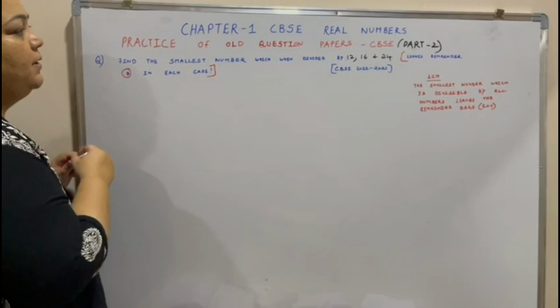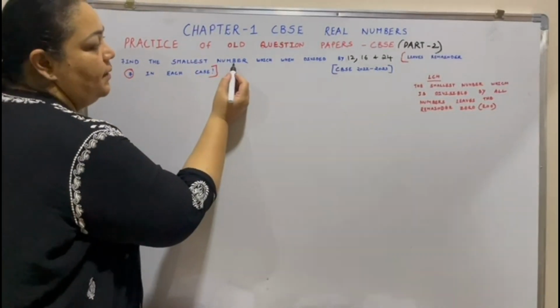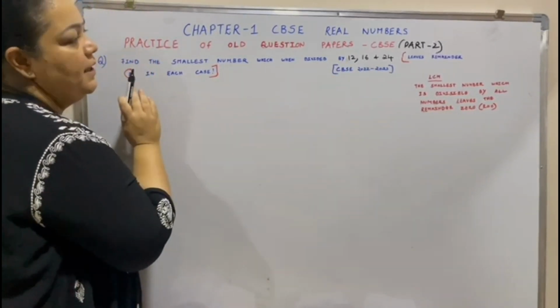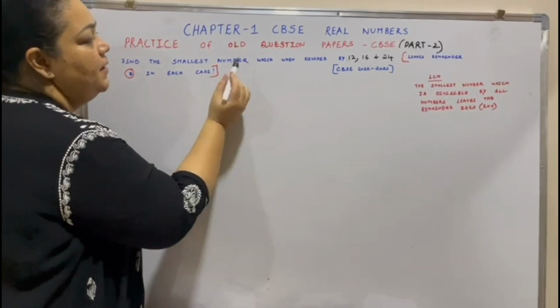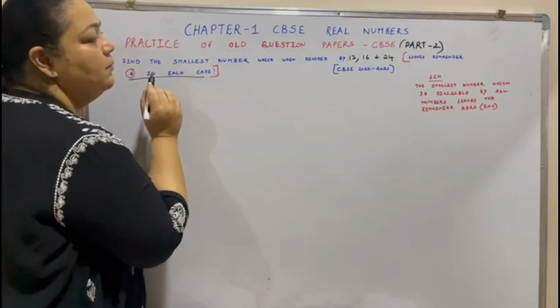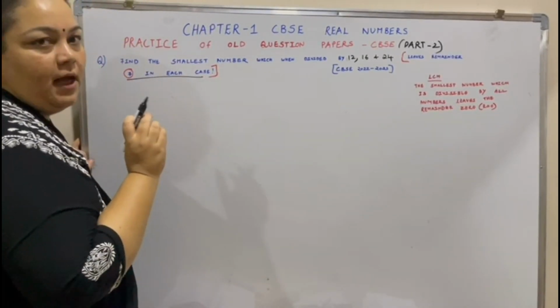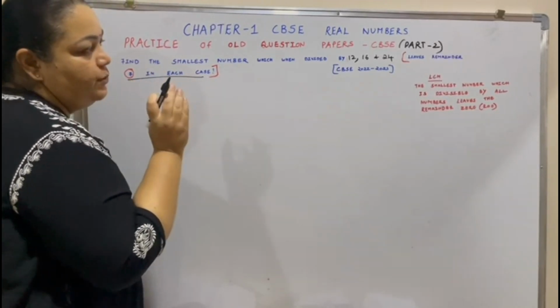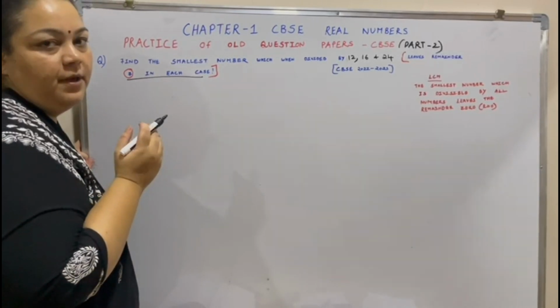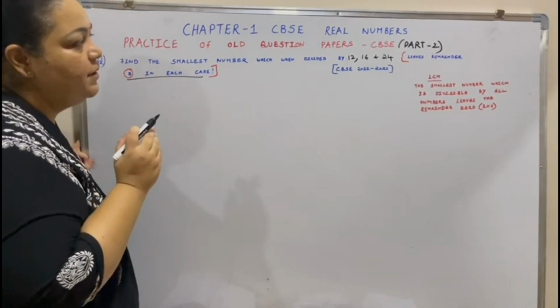Okay, the next question is: find the smallest number which when divided by 12, 16 and 24 leaves remainder 7 in each case. So this leaves remainder 7, we will come back to that later. First we know what question they are asking. The smallest number which when divided. So you know what is LCM. LCM is the smallest number which is divisible by all the numbers.